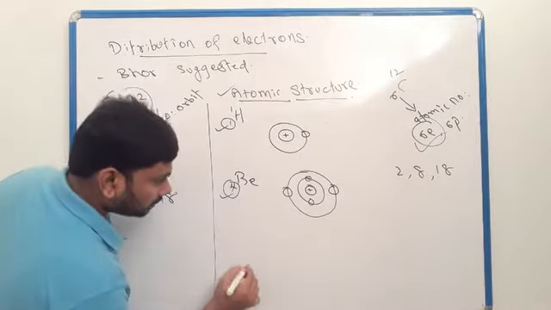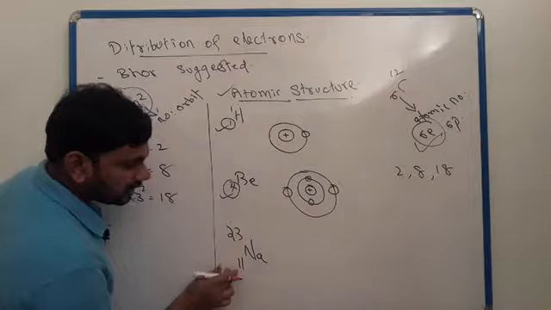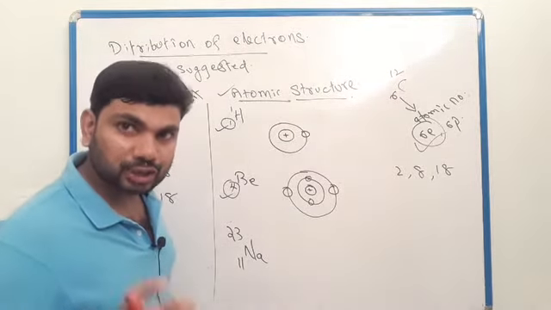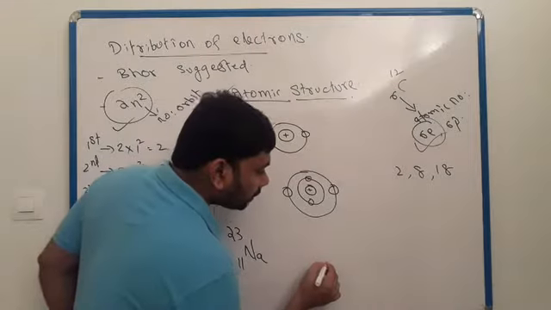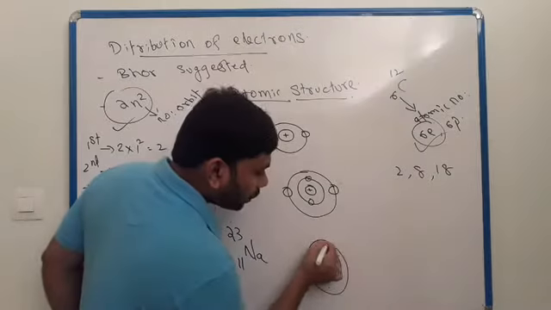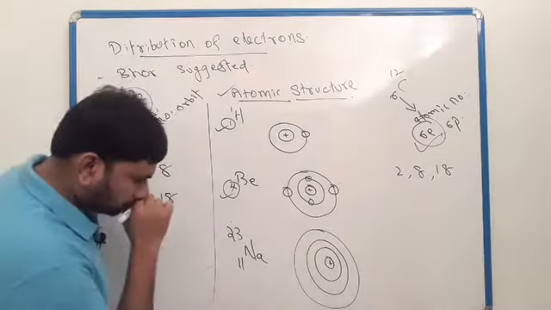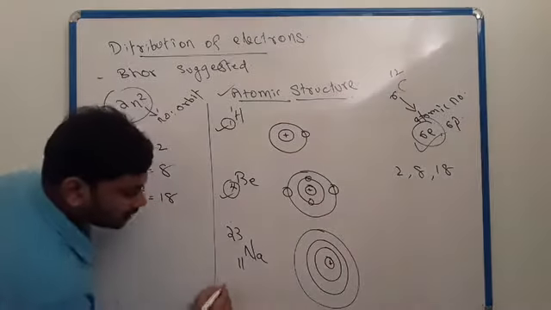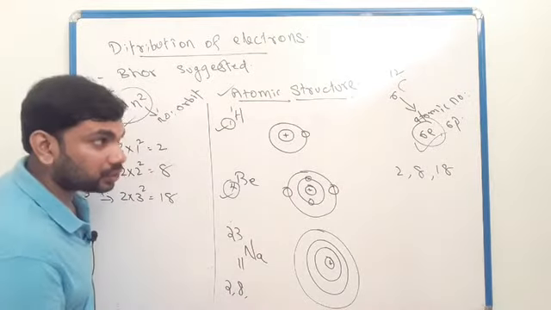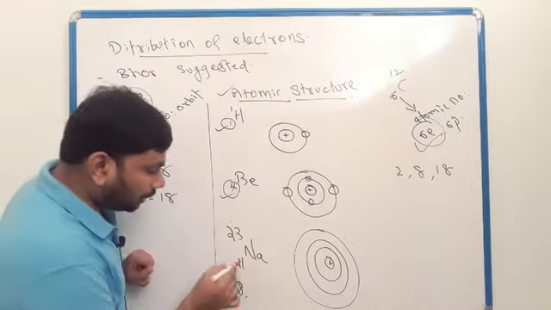Similarly, another example, sodium. Sodium atomic number is 11. This is the atomic number and this is the mass number. Atomic number 11 means there are 11 electrons. In the middle of the atom there is a positively charged nucleus, then first orbit, second orbit, third orbit. So for sodium 11, first orbit 2 electrons, second orbit 8 electrons. We know second orbit 8, and third orbit not 18, here only 11.